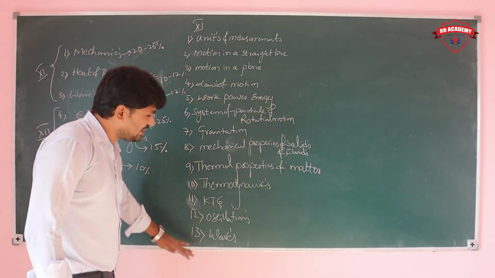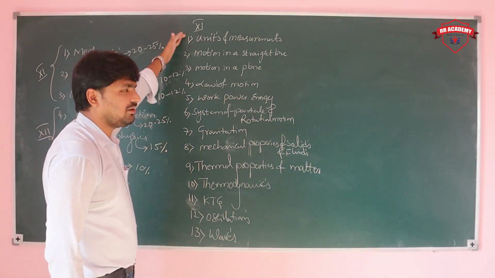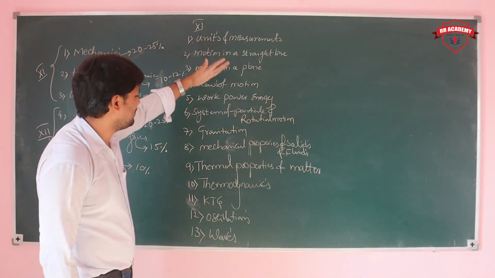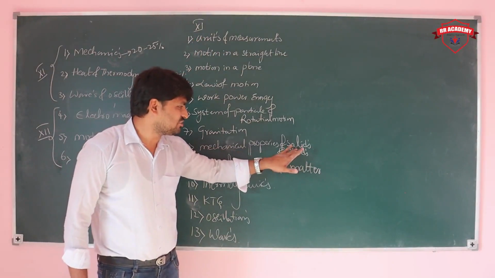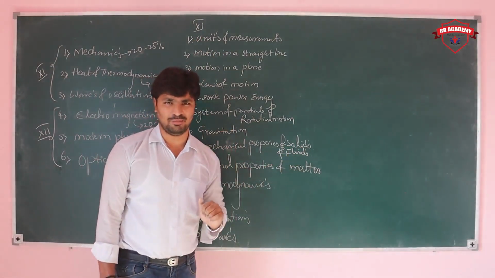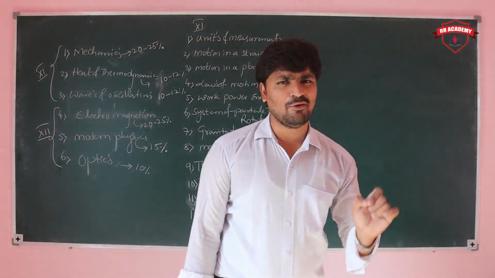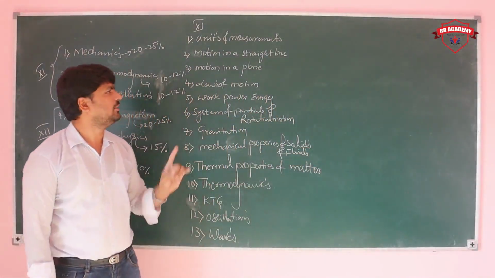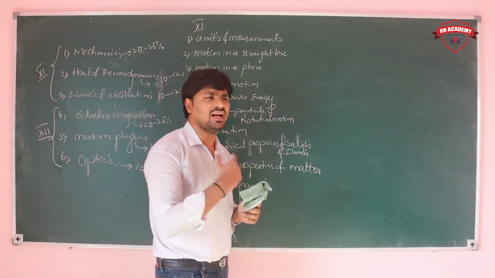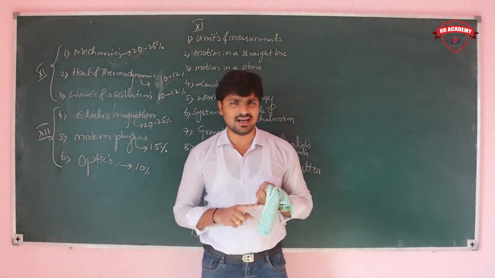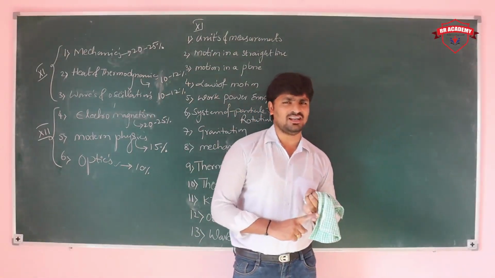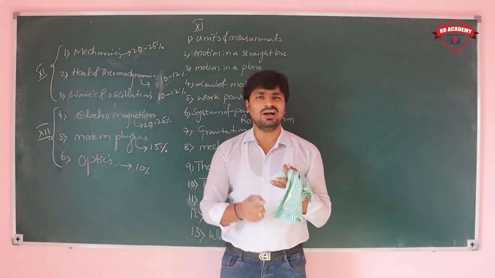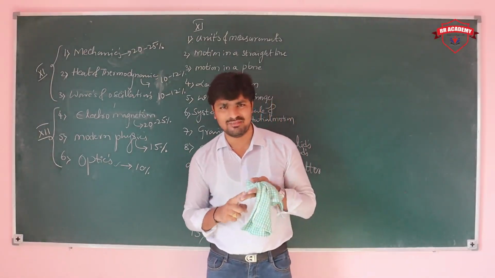So actually a total of 15 topics are there, but here we are taking the physical world topic mixed in units and measurements, and mechanical properties of solids and fluids I am considering as a single topic. What are we going to discuss in each and every topic? Just an overview of that. In units and measurements, we are going to discuss what the fundamental physical quantities are, what the derived quantities are, what the dimensions are, and what the errors in measuring are.